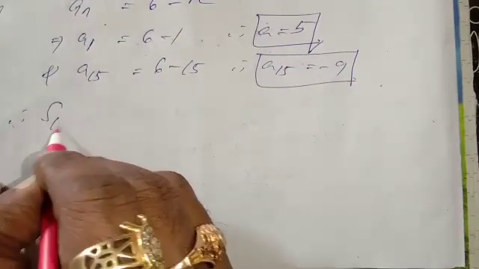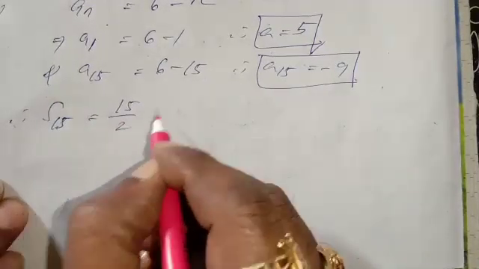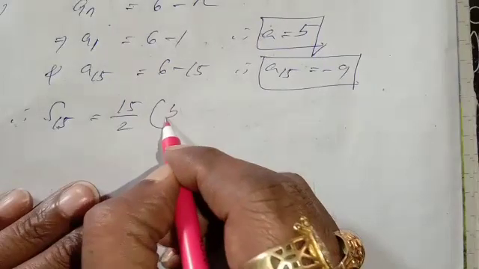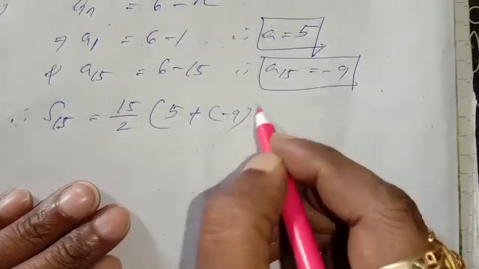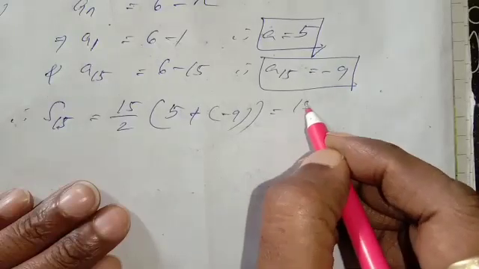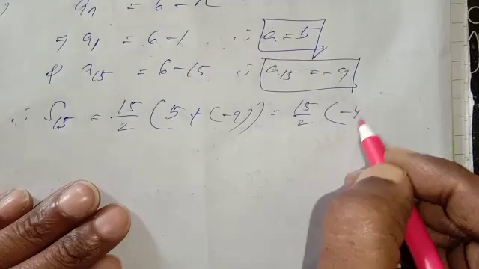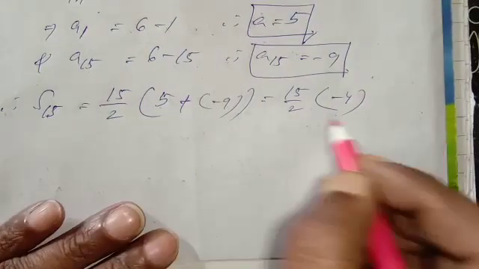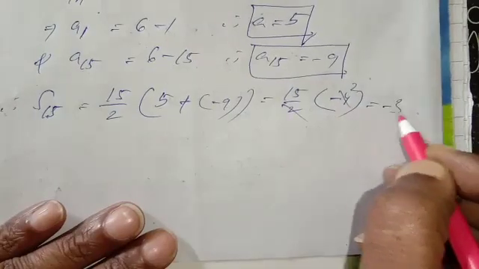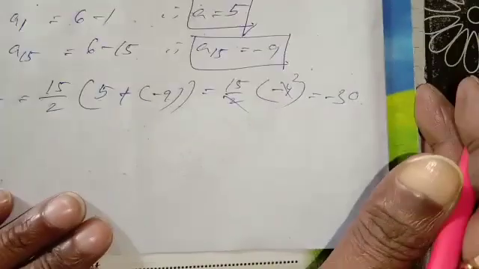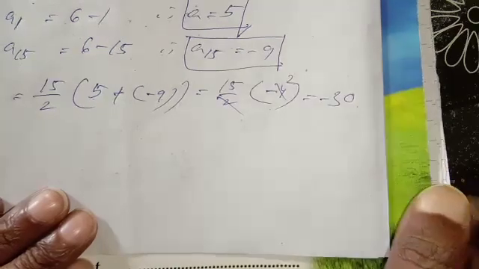We are getting the last term, the 15th term, and we have to find the sum of 15 terms. Therefore the S15 formula is n by 2, that is 15 by 2, into a plus l. a means your first term, l means your last term, that is minus 9. So 15 by 2 into 5 minus 9, that is minus 4. It will go by 2, 15 into minus 2, that is minus 30. So the answer is minus 30. The sum of the first 15 terms for the first case is minus 30.